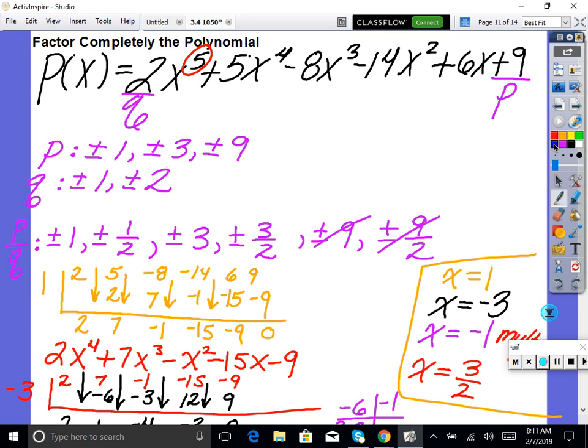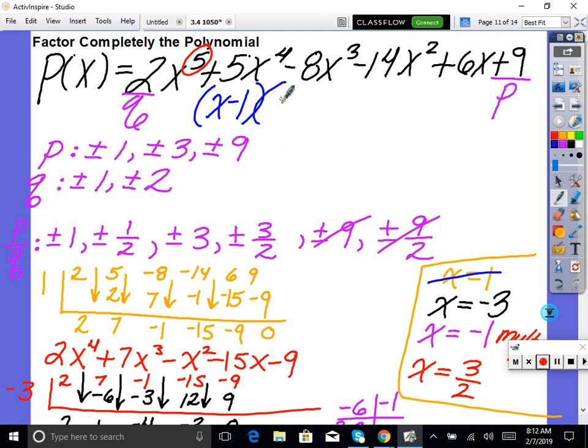Okay, so guys, let's think about this. If x equals 1 is a solution, what would be a factor? x minus 1, right? Work backwards, guys. Subtract 1. Wouldn't x minus 1 be the factor if 1 is the solution?